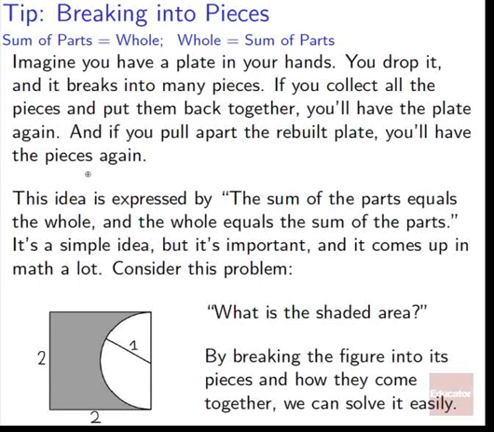The sum of the parts equals the whole equals the sum of the parts. That's what this idea is expressed by. It's a simple idea, but it's important and it comes up in math a lot.